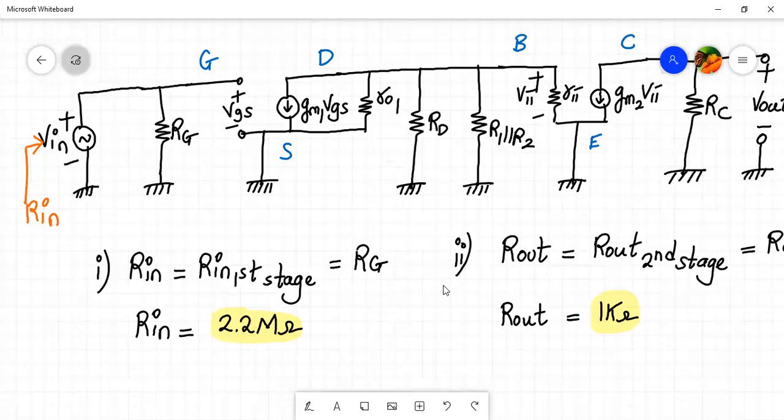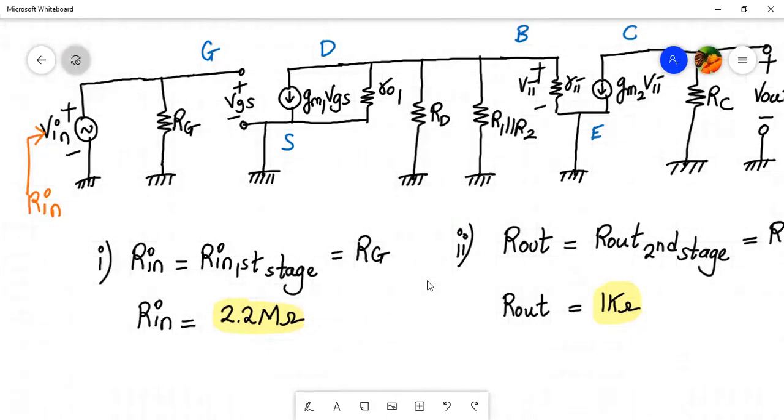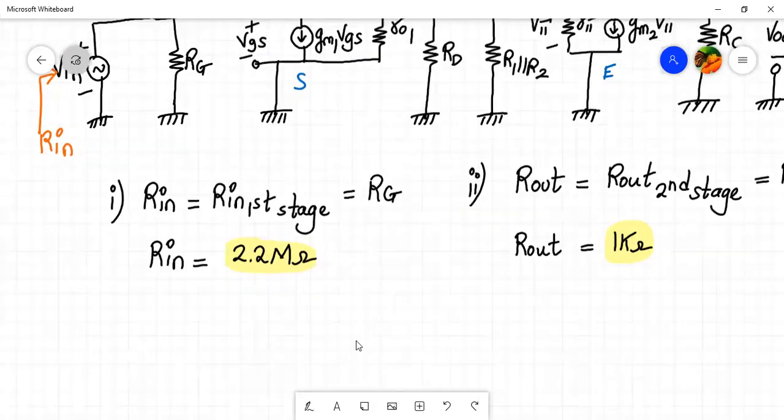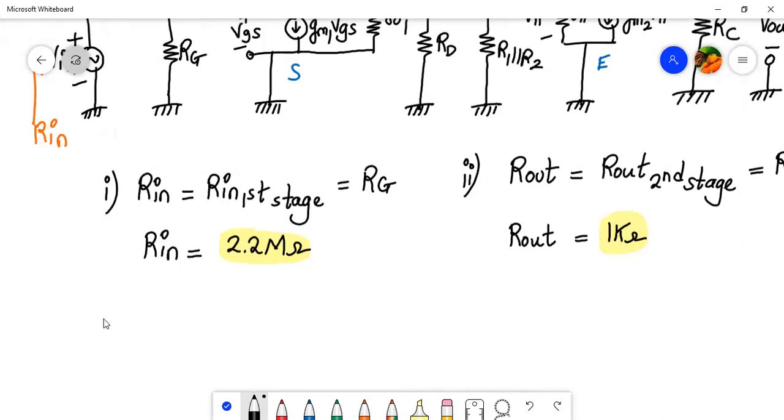As you can clearly see with numbers, in a common source, common emitter cascaded amplifier, the input resistance is much higher, and the second stage being the BJT, its input resistance is much lower compared to the first stage. Now let us concentrate and calculate the voltage gain. The third component over here is the voltage gain.